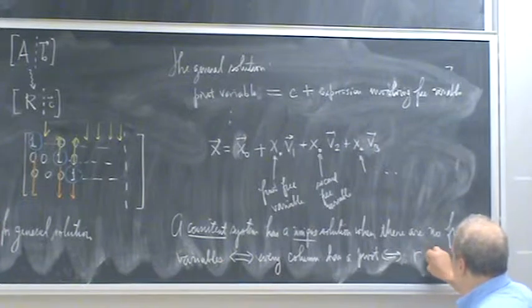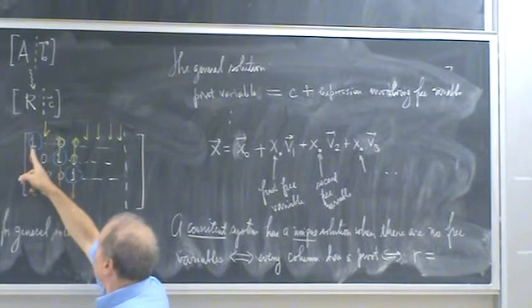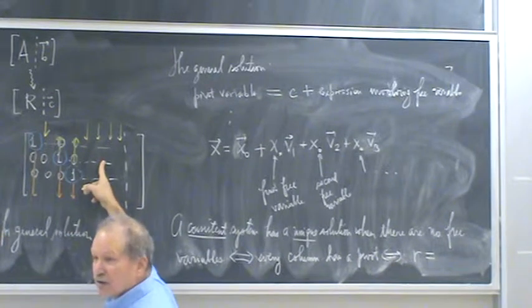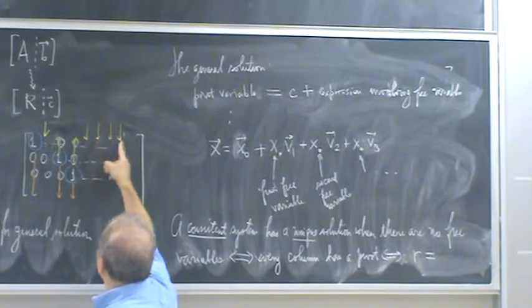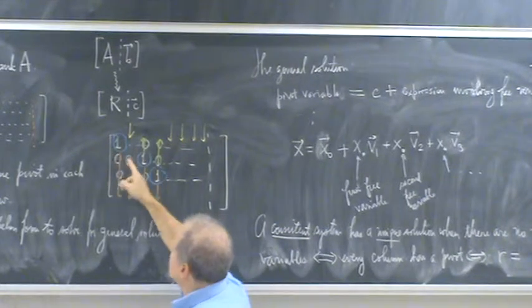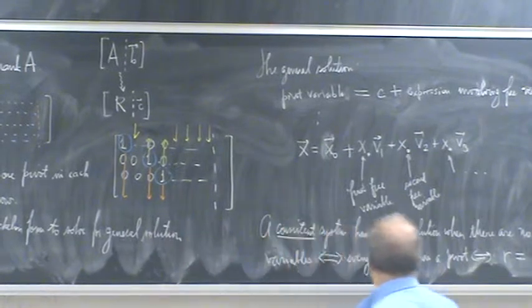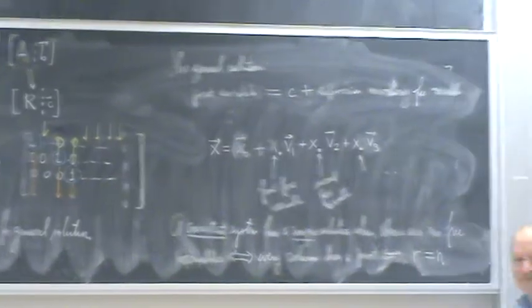So the rank has to equal N. Exactly as Tori said, there has to be a pivot in every column so that there are no free variables left over. So you have to have as many pivots as there are columns, and that would be N.